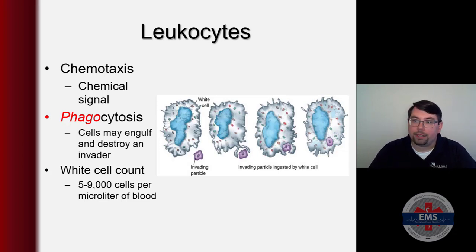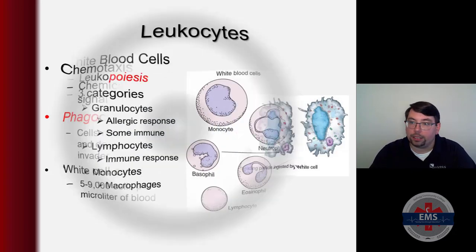Phagocytosis is where you have a white blood cell, a phagocyte, that actually goes in and engulfs and destroys whatever that invader is. And again, like we talked about before, your white cell count is between 5,000 to 9,000 per microliter of blood. That's a good amount.